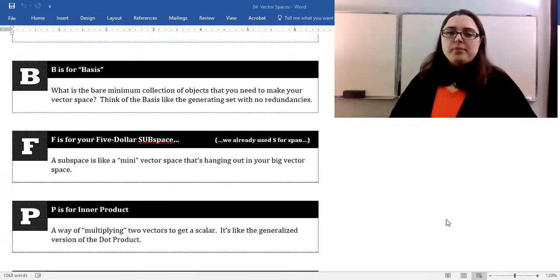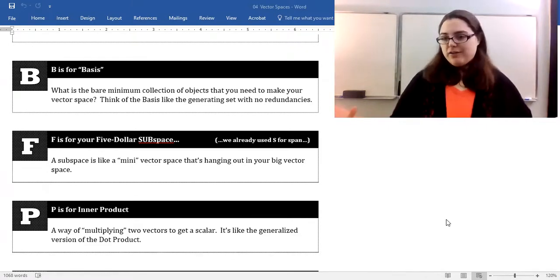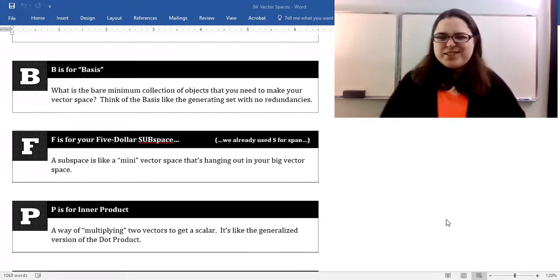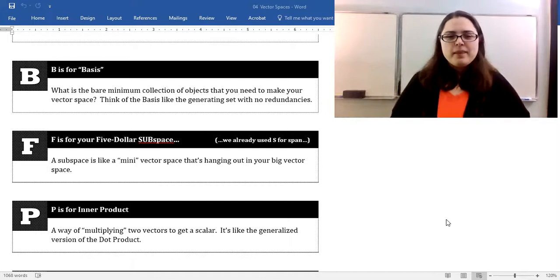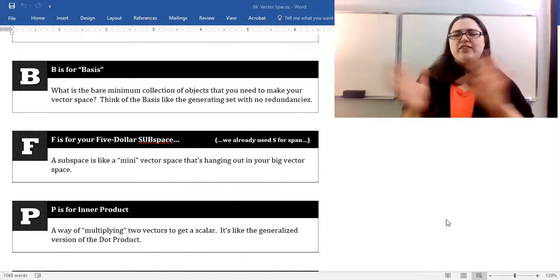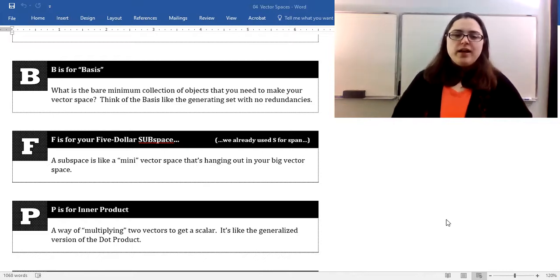But if I had a 1x1 Lego, that would be the basis for all Legos, because then I could create any block out of however many combinations of the 1x1s. So the basis is your essential generating set. You don't have any redundancies in it.